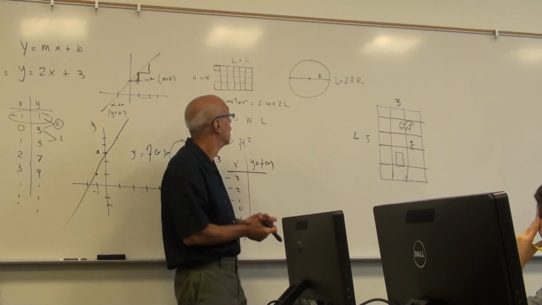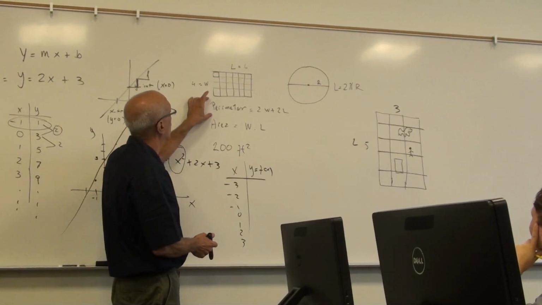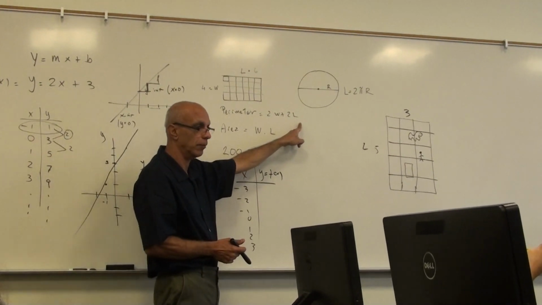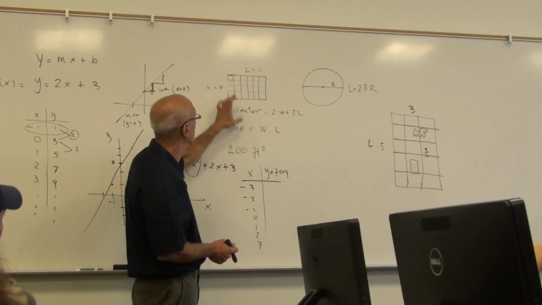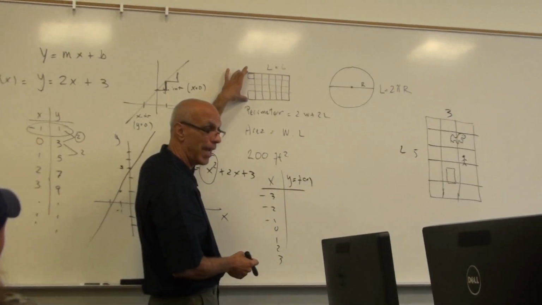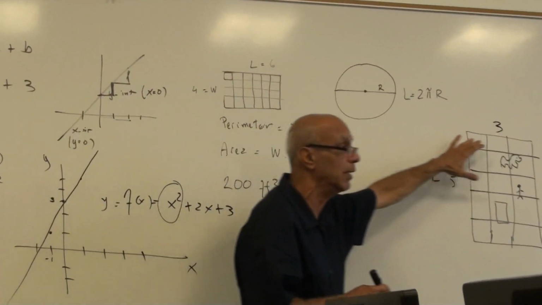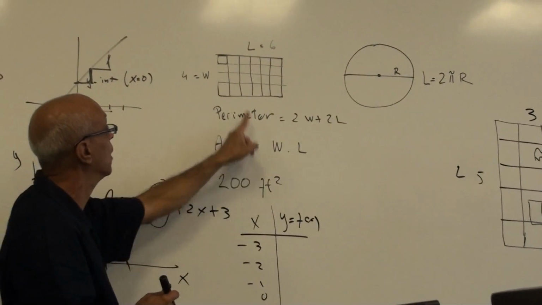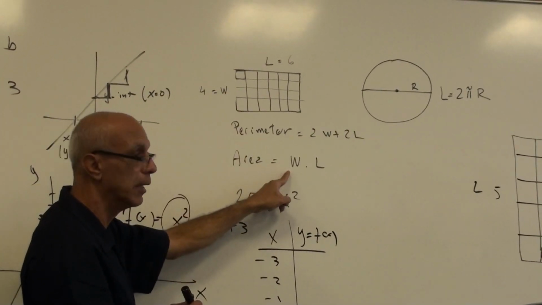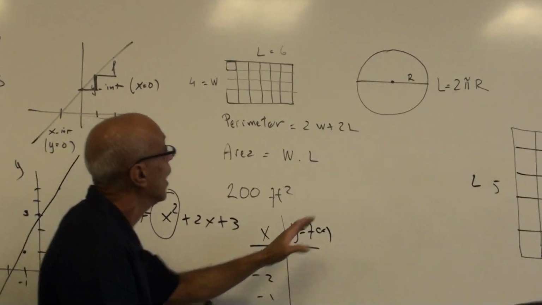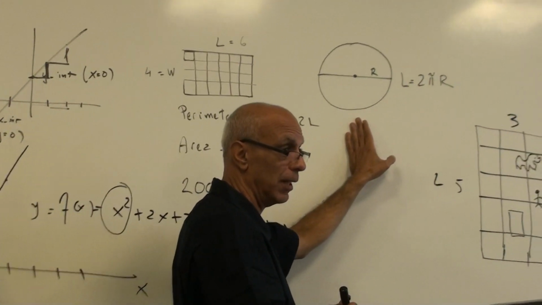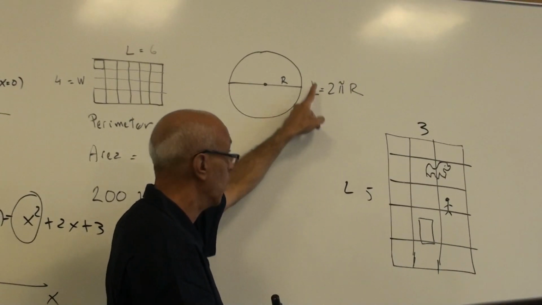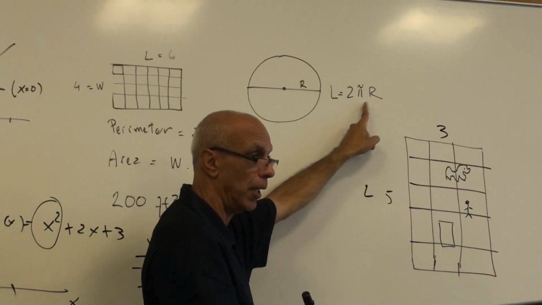So the perimeter of a rectangle is 2 times the width plus 2 times the length. The area is the number of squares inside any shape. In this case, the area would be W times L. And this is a circle. The circumference, the perimeter, the length of this circle is 2 pi r.